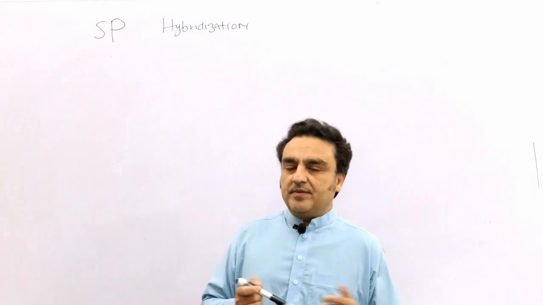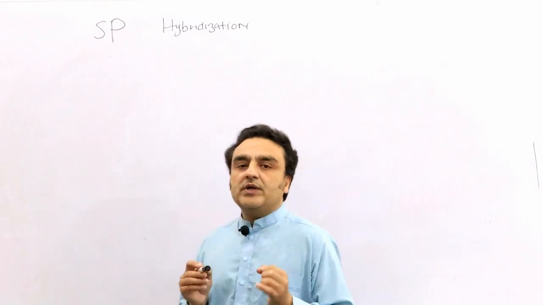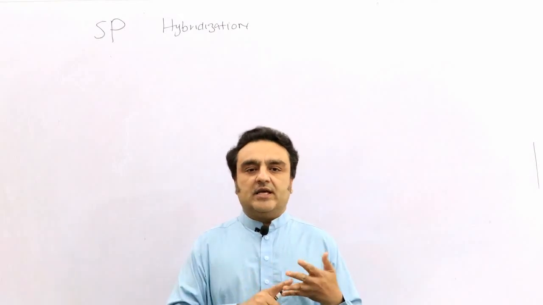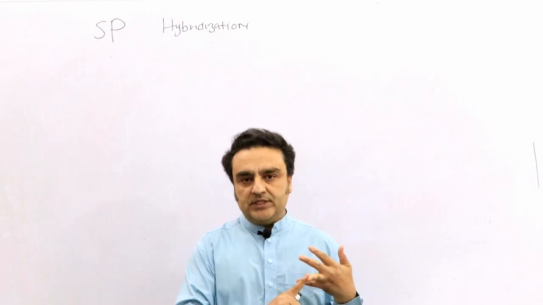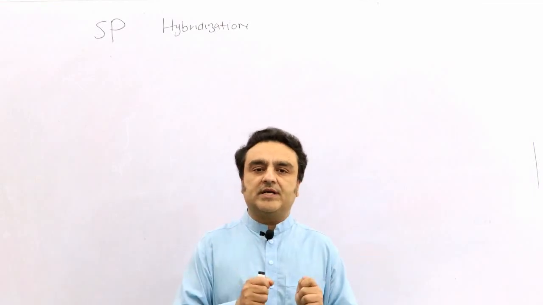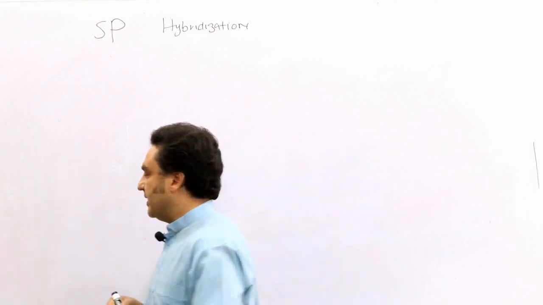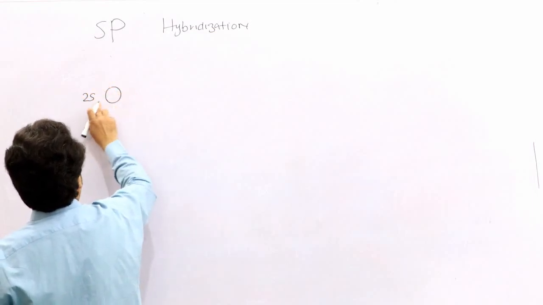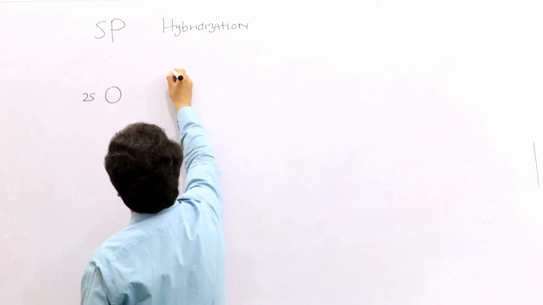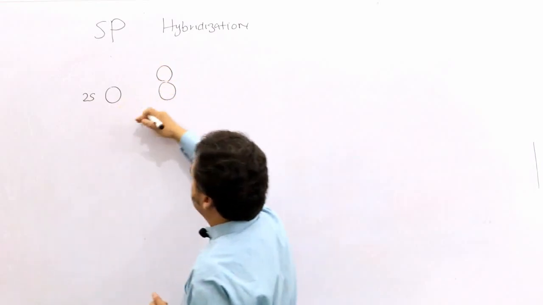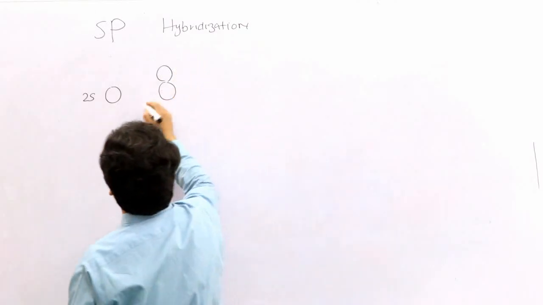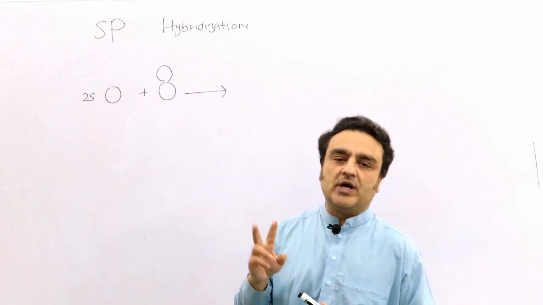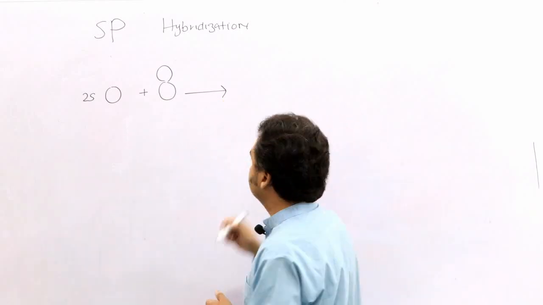So what is sp hybridization? Here in this case, one 2s orbital and one 2p orbital mix together and form two hybridized orbitals. This is the 2s orbital, and a 2p orbital, which I am writing a little bit higher in energy. They mix together and produce two sp hybridized orbitals like these.